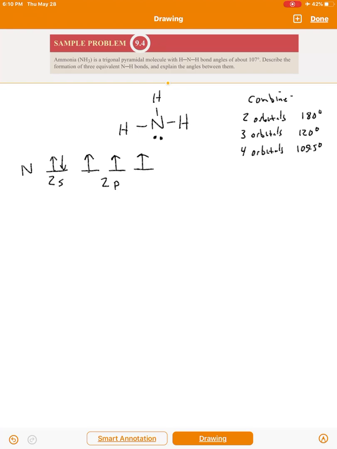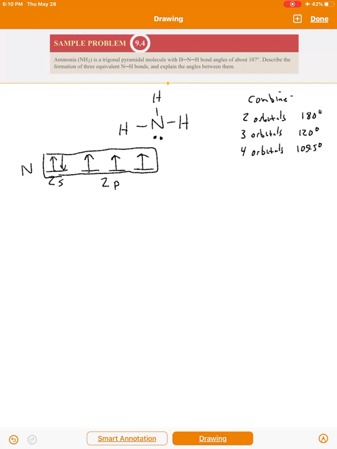Now look at that angle, 107. That's much closer to 109.5 than it is to 120 or 180. So that tells us we must be combining 4 orbitals. Well, which 4 orbitals are they? It's got to be these 4 right here. These are the orbitals that are in the valence shell. So we're going to claim that all 4 of these are getting mixed together. If you get an angle of 109.5 or near it, it's got to be 4 orbitals. If you get 120, it's 3, and if you get 180, it's 2 orbitals.